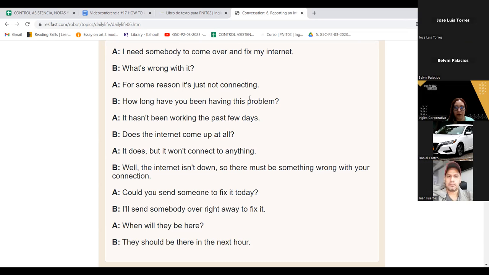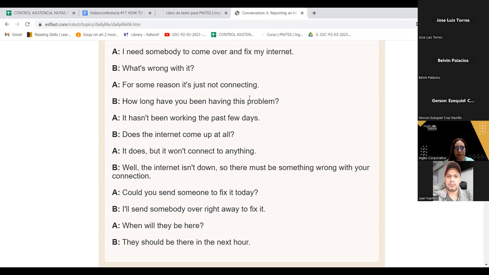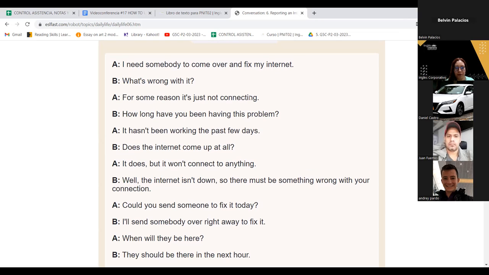Veamos, do we have a volunteer? Belvin Palacios nos ayuda con la letra B, por favor. Iniciamos, André. Okay. Pero creo que deberías devolver la conversación.